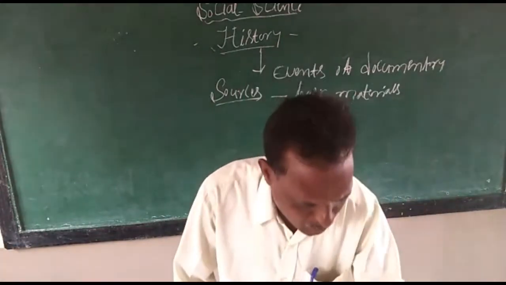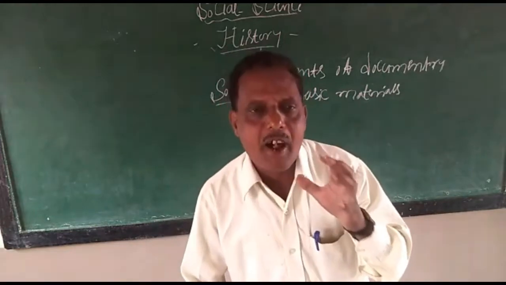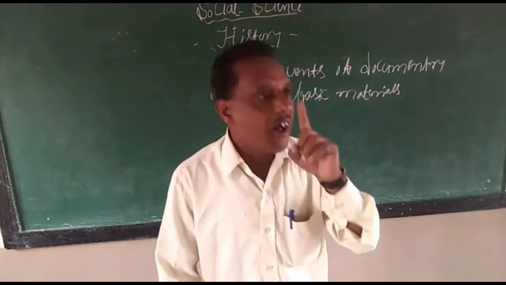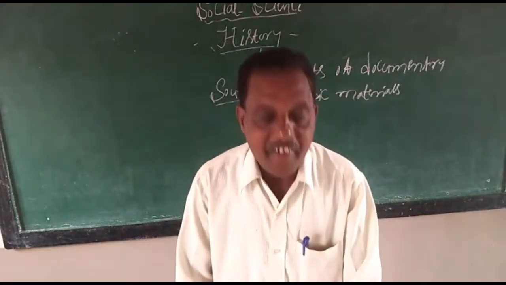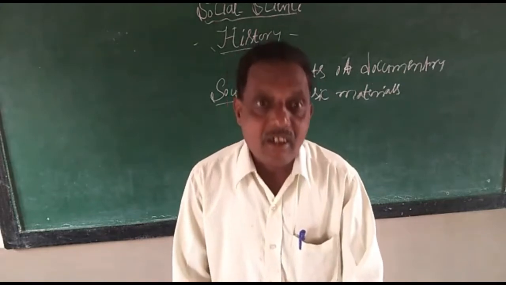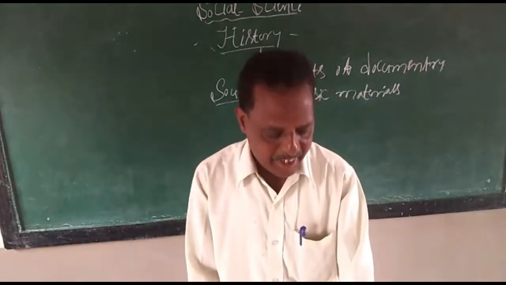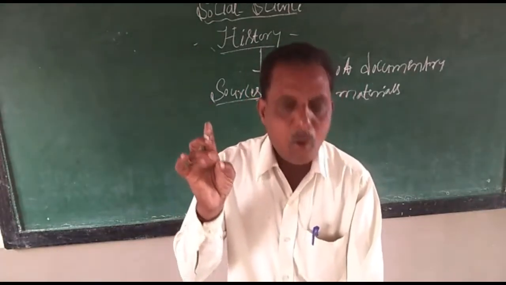Then archaeological sources are of three kinds. How many types of archaeological sources? There are three kinds. First one, inscriptions. Second one, coins. Third one, monuments. Once again: inscriptions, coins, monuments.